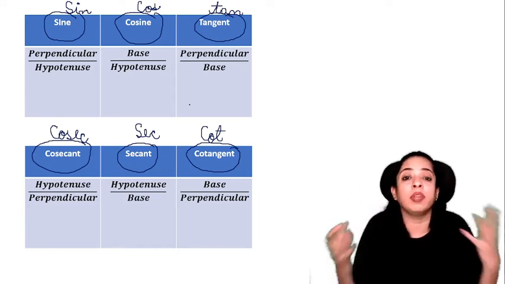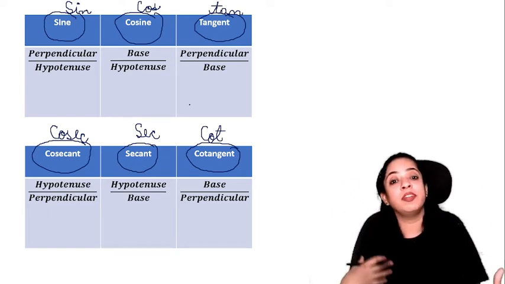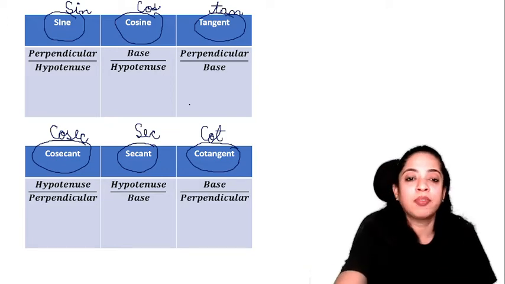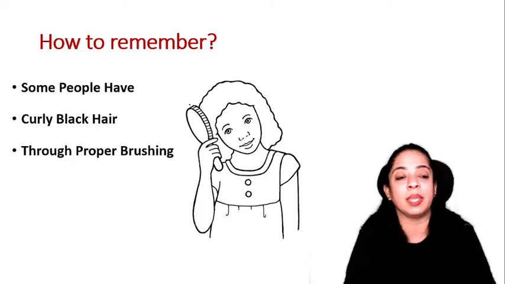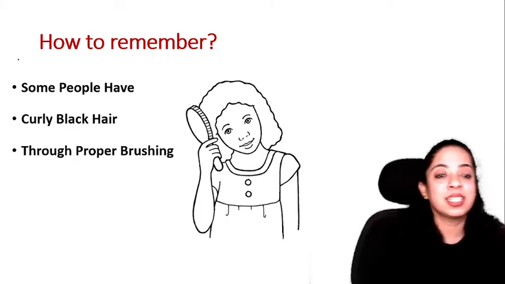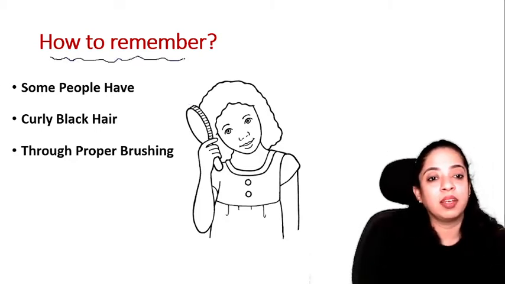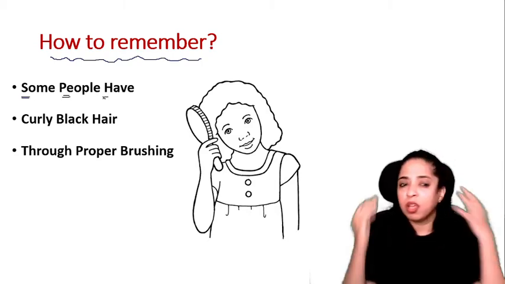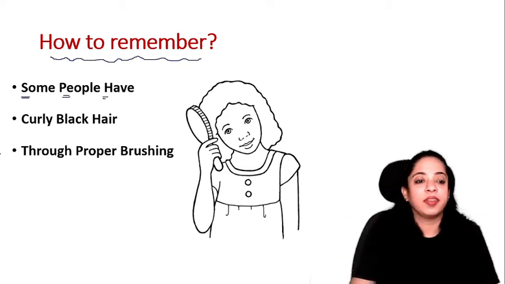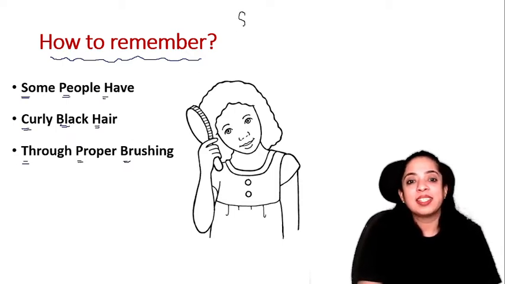So there's a lot of confusion. Which ratio is what? So I've come up with a very beautiful trick out here how to remember this. See. So there's this mnemonic that is there. Some people have curly black hair, right? Curly black hair through proper brushing. What does it mean? Sine.